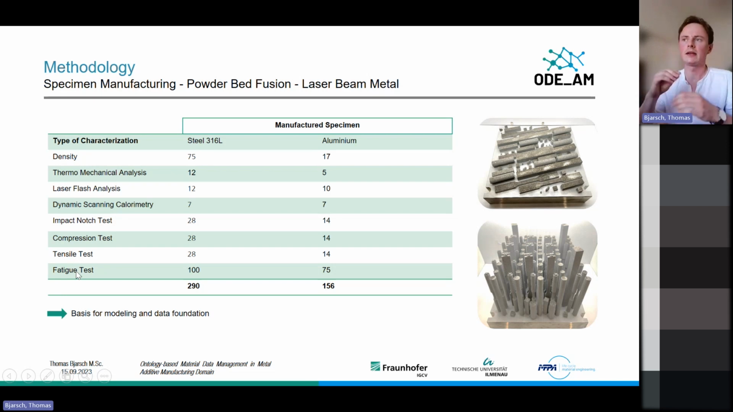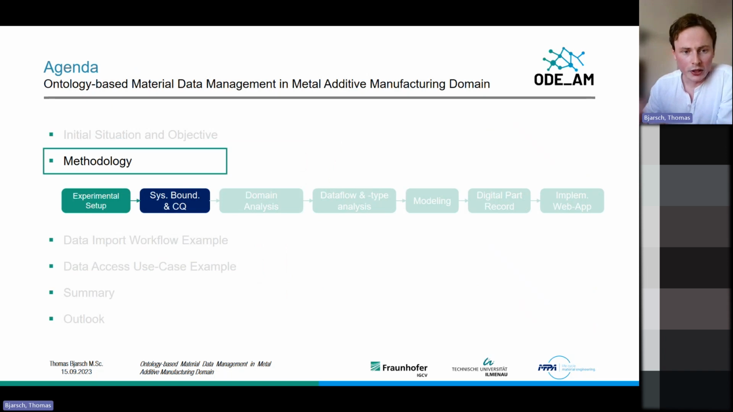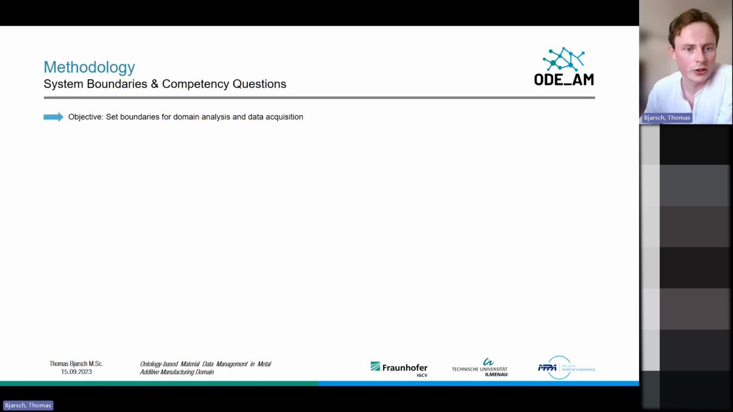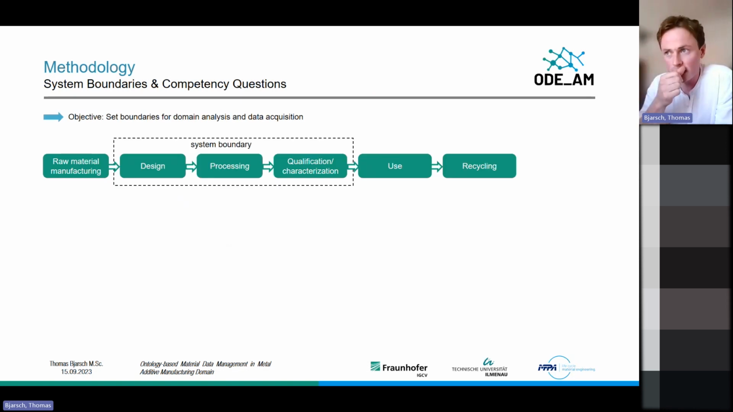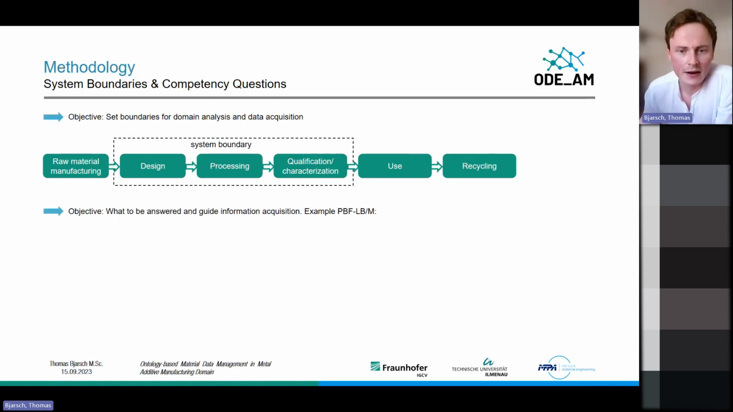So this is our database. We now know where we actually get the data from. Now we had to define where do we actually start collecting data and where do we end with it. So therefore, we defined our system boundaries. In this case, we started collecting information if the raw material in form of powder is delivered, and we end if the material and the part qualities are gathered.